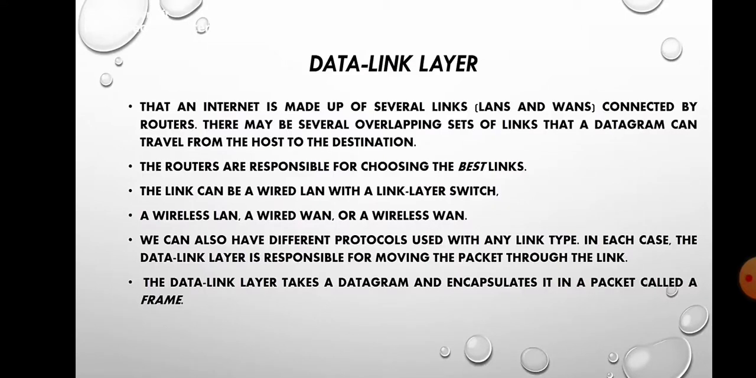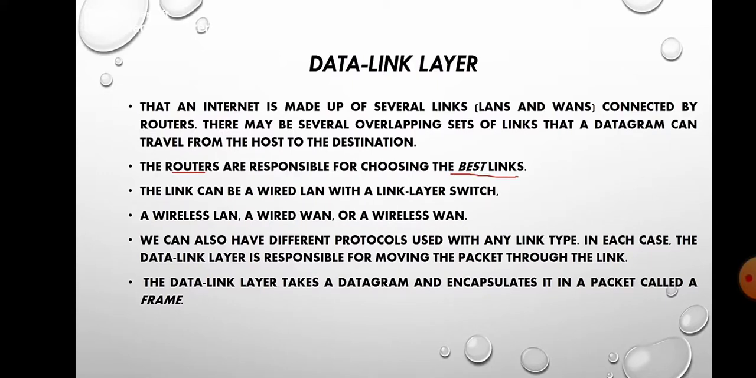Data link layer. So the internet is made up of several links. Links may be LANs or WANs connected by the routers. So there may be several overlapping sets of links, and through those overlapping sets of links, the datagram can travel from the host to the destination. Here, the router is responsible for choosing the best link among n number of links.